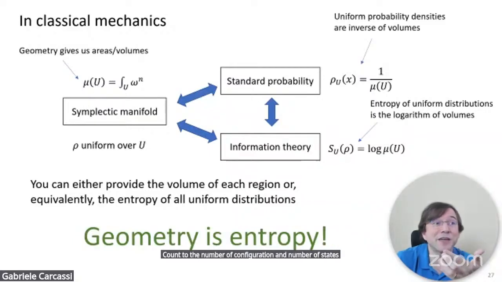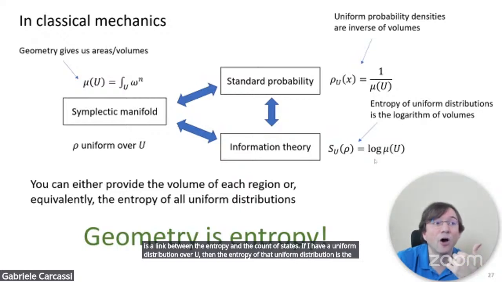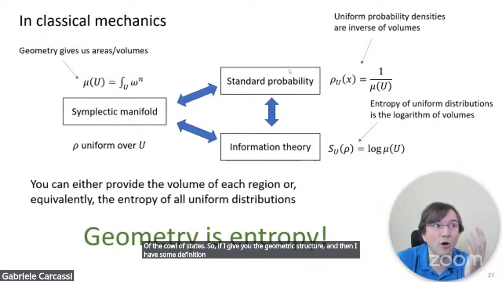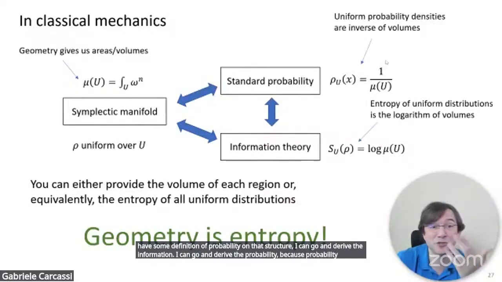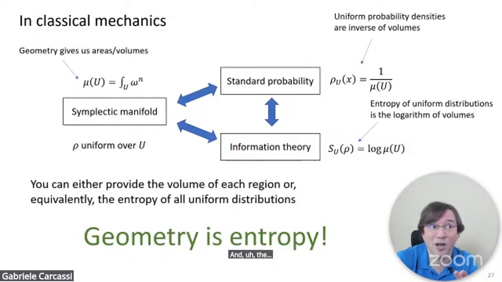And of course, there is a link between the entropy and the count of states. If I have a uniform distribution over U, then the entropy of that uniform distribution is the logarithm of the count of states. So if I give you the geometric structure and then I have some definition of probability on that structure, I can go and derive the information. I can go and derive the probability, because the probability of a uniform distribution is 1 over the measure, and the information entropy is just the logarithm of the measure.